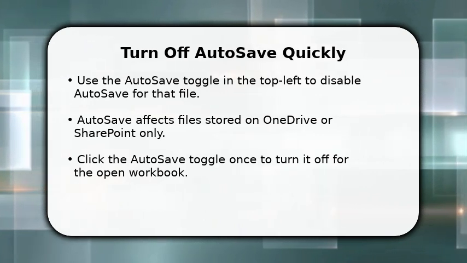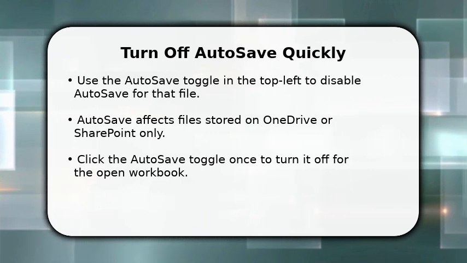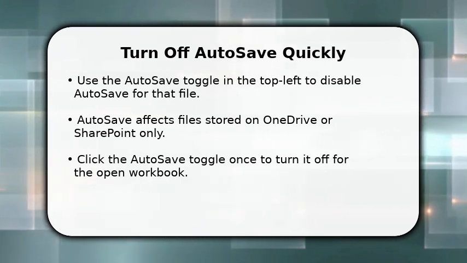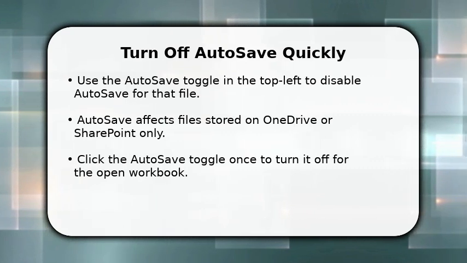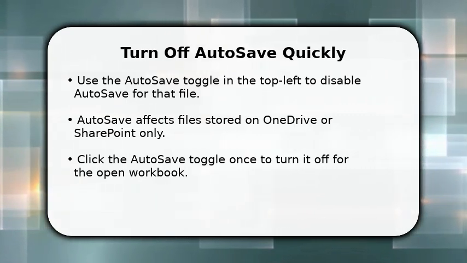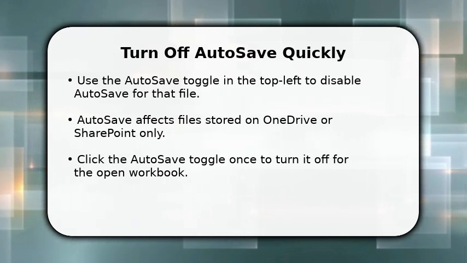Note that Autosave only applies when the file is stored on OneDrive or SharePoint. If your workbook is saved locally, Autosave will be unavailable. Click the Autosave toggle once to turn it off for the open workbook.